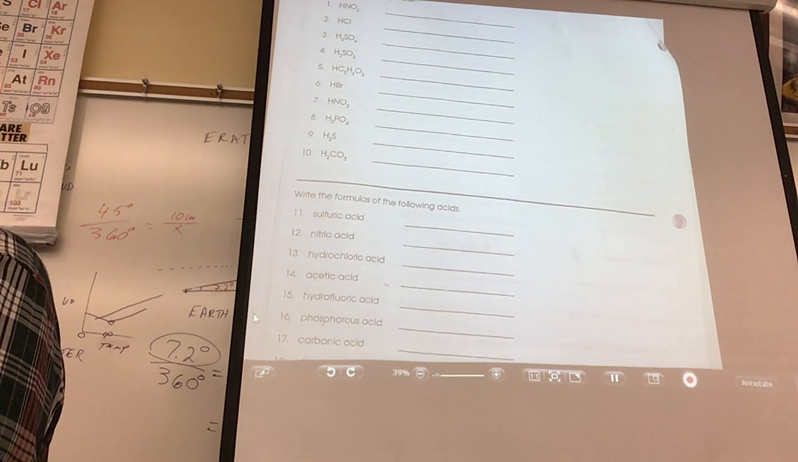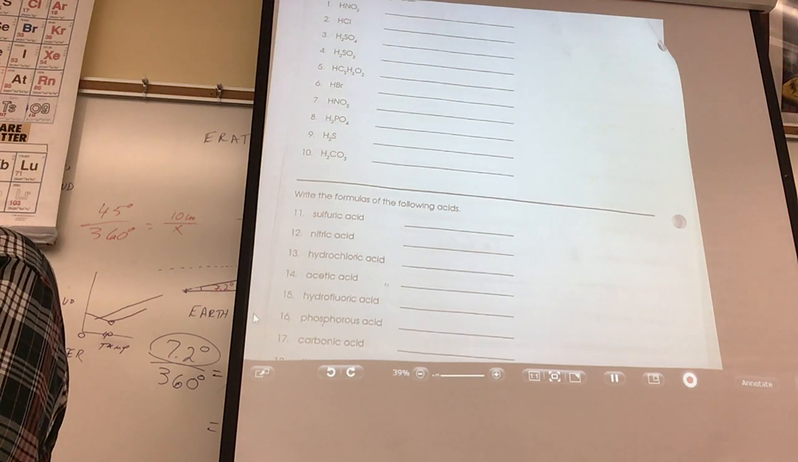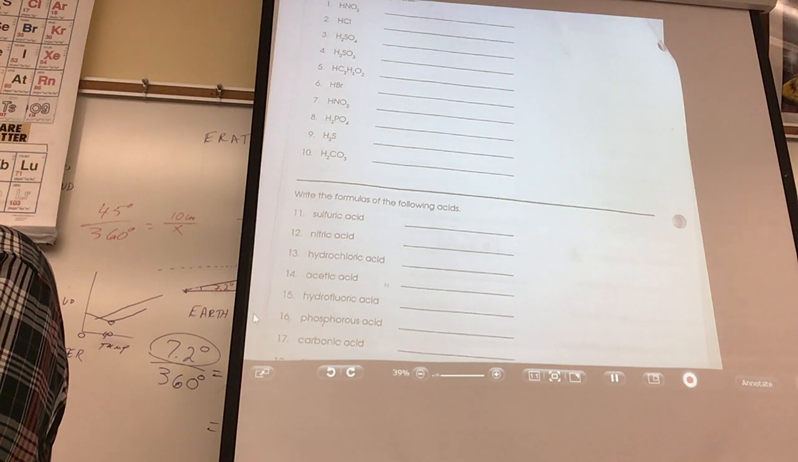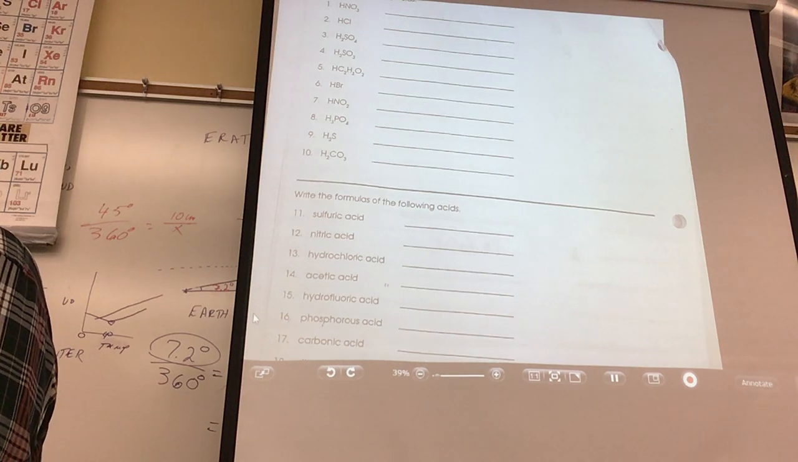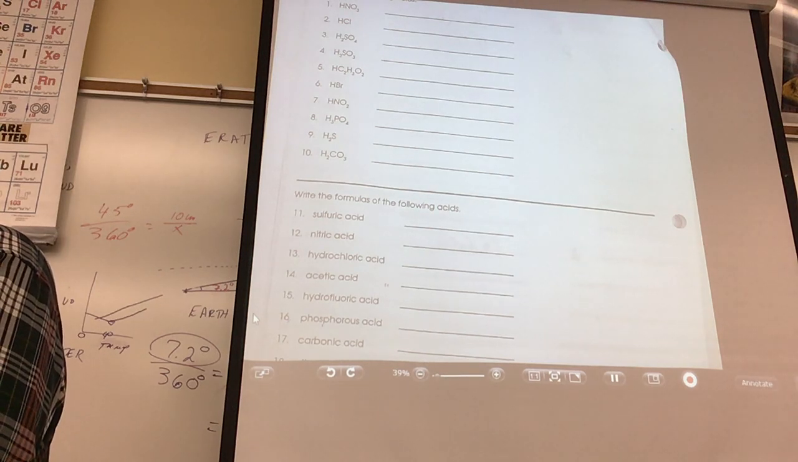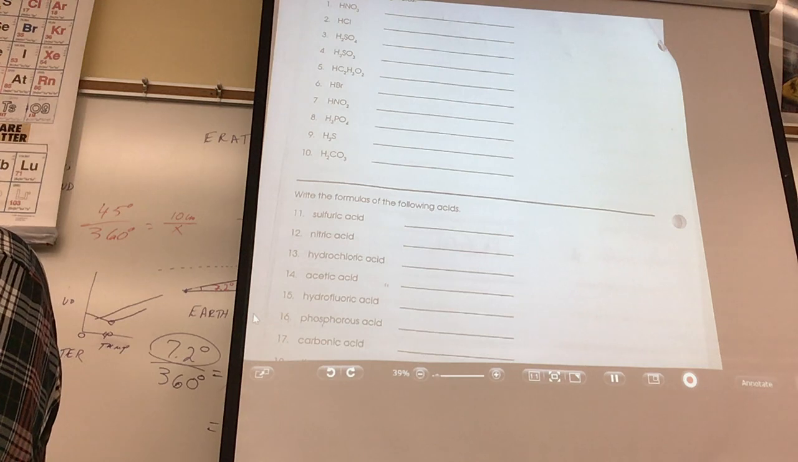So we're doing the acids with no oxygen first. Then you go back and do the ones that have oxygen, but the polyatomic ends in ate. You want to do those. Then you go back and do the polyatomics that end in ite. They were acids.